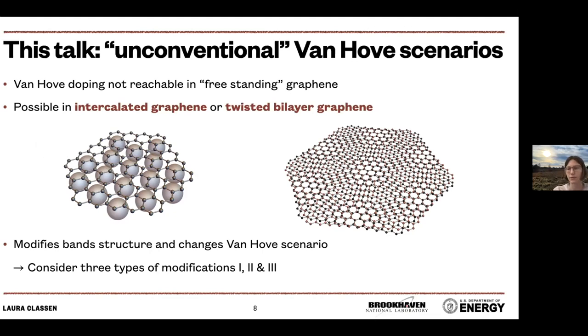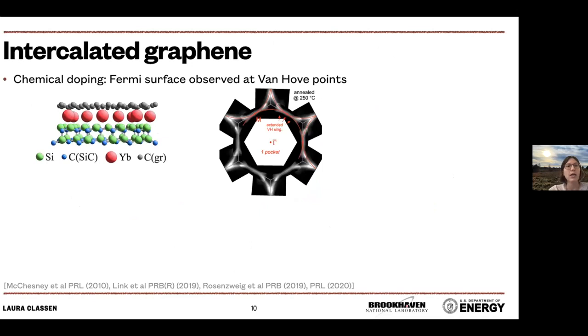So let's start with this first case. Here we reach this Van Hove filling by chemical doping. What you do is add ytterbium atoms, for example, or other lanthanides between the substrate and the graphene layers, which will add charge carriers to the graphene layer. And then in fact, the Fermi surface has been observed to lie at the Van Hove points. These are, by the way, experiments right from our host institute.